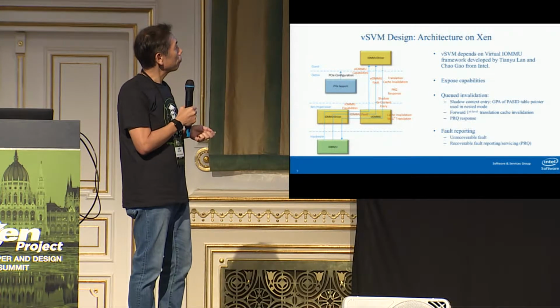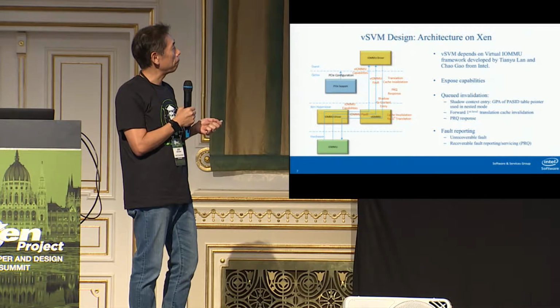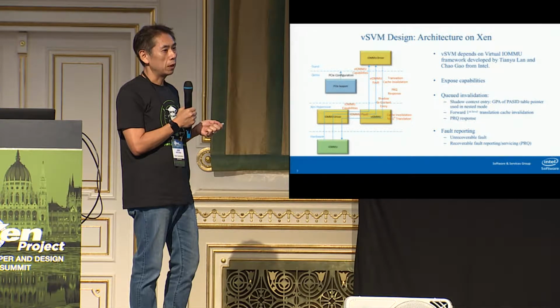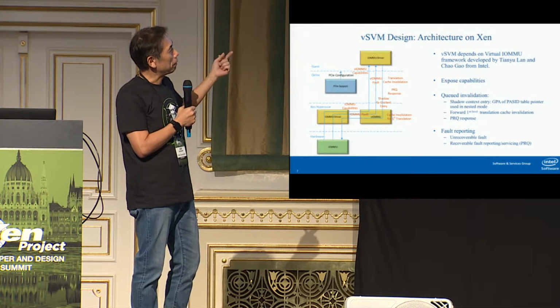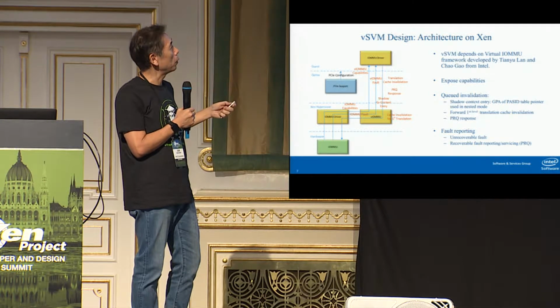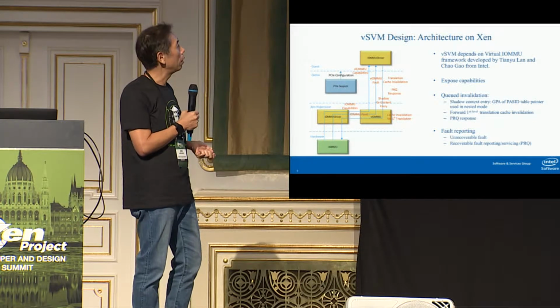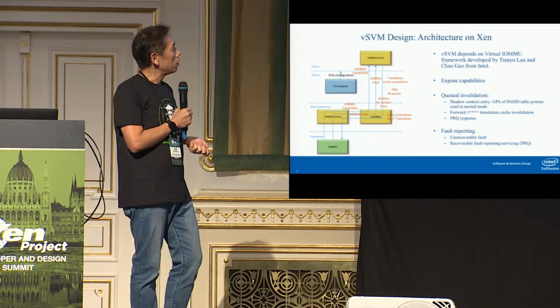And other thing is, like I said, we use this protocol for invalidation, okay, to sync the virtualized VTD page table and the shadow. So we basically use the queued invalidation protocol, okay? The other thing is fault reporting.